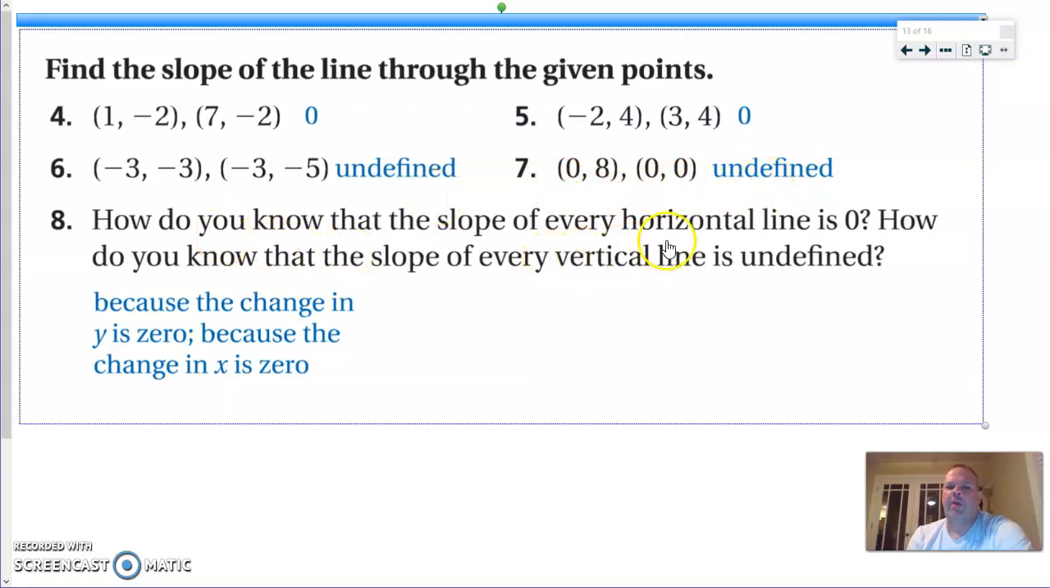How do you know that the slope of every horizontal line is 0? How do you know that the slope of every vertical line is undefined? Because the change in y is 0, that's on top. The change in x is 0, that's going to be on bottom, therefore it will be undefined.